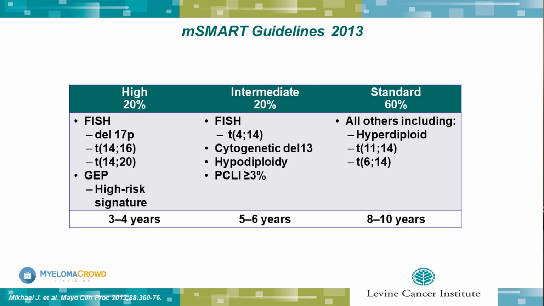These are the mSMART guidelines that are used by the Mayo Clinic. So they basically break it out into not just standard and high risk, but high, intermediate, and standard. So high risk, again, these chromosomal abnormalities, they also included the gene expression profile from the University of Arkansas folks. Standard risk is hyperdiploid, or the 11;14 or 6;14 translocation, and intermediate is all others. And importantly, 4;14 falls in the intermediate category here.